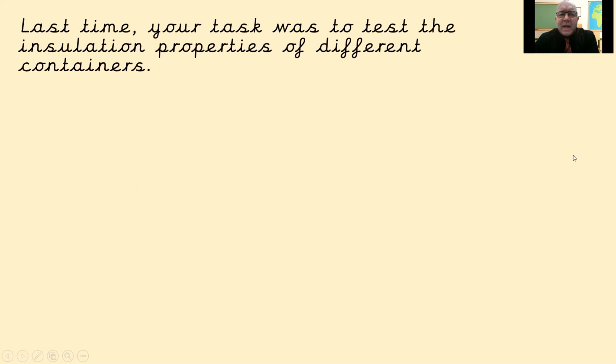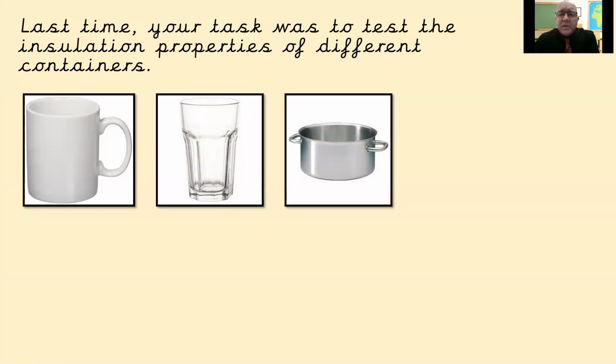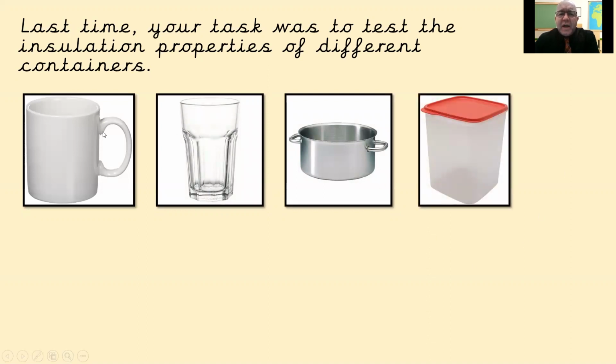So last time, your task was to test the insulation properties of different containers. Hopefully you've completed that now that you're looking at this video. I asked you to collect a selection of material containers from your kitchen. So here's the four samples I used for this experiment. It's entirely up to you what you've got available. All I asked was that there were different materials. So in this case, I had a clay mug, a glass, a metal pan, and a plastic Tupperware tub.